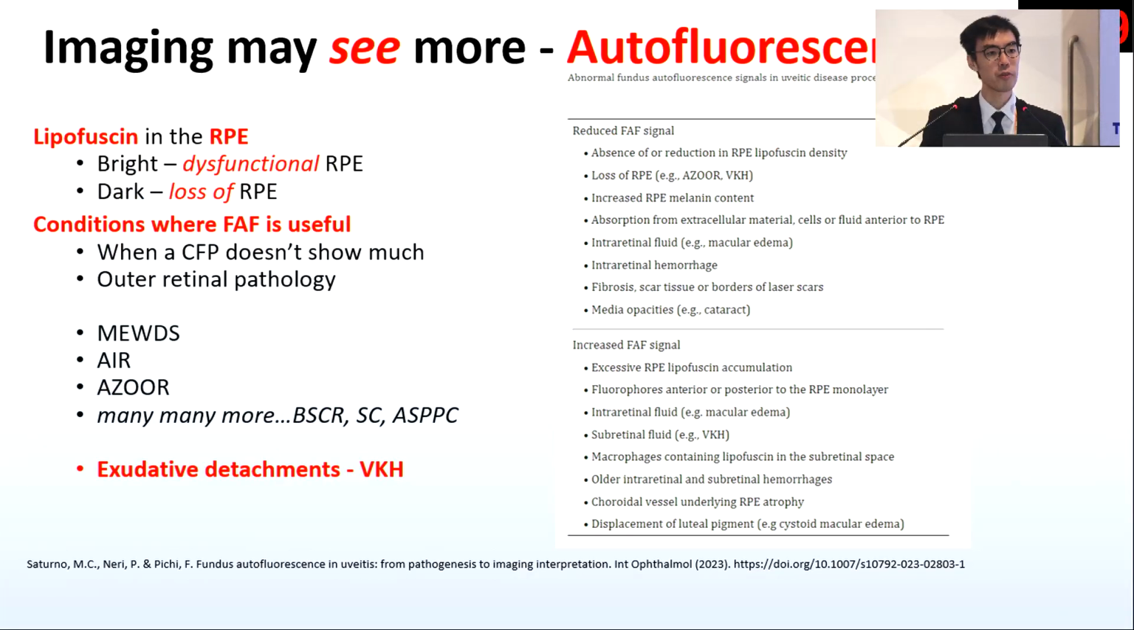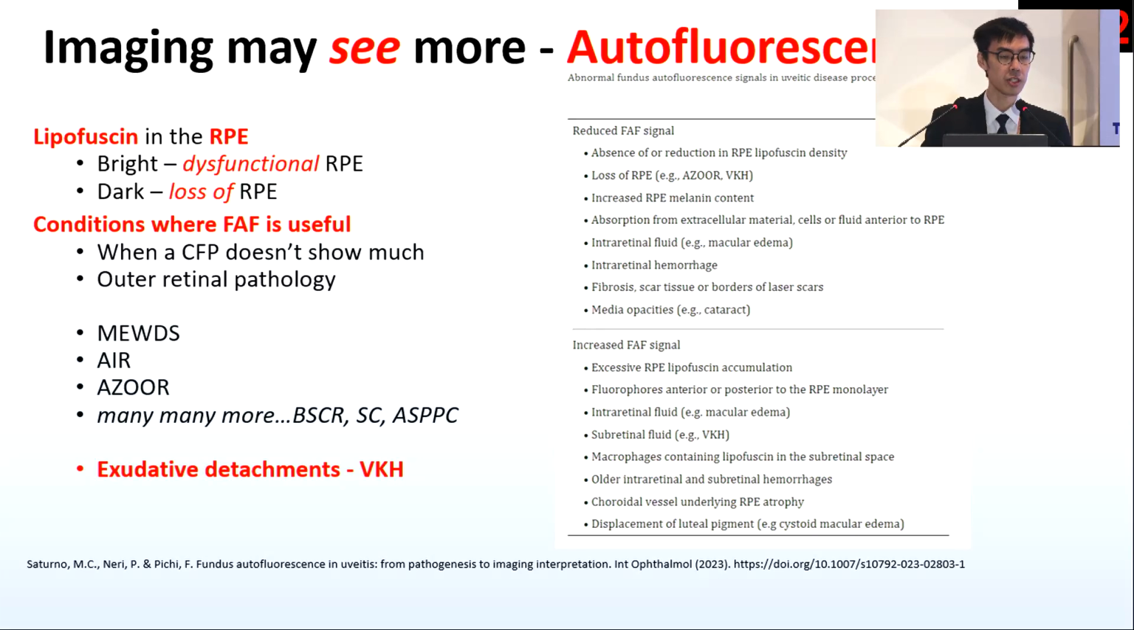From the peripheries, we go right down to the posterior pole, something that we all feel is easily accessible. On your right, you see a list of causes of reduced and increased autofluorescence.